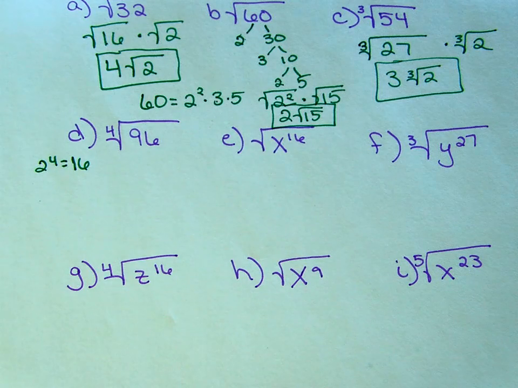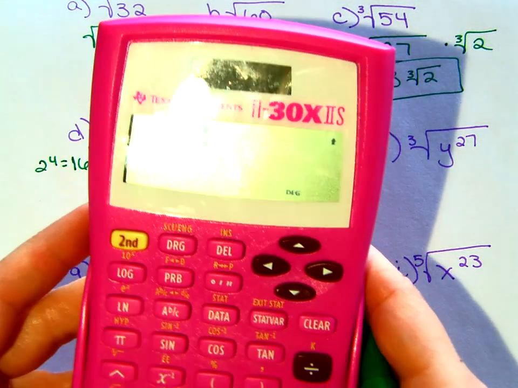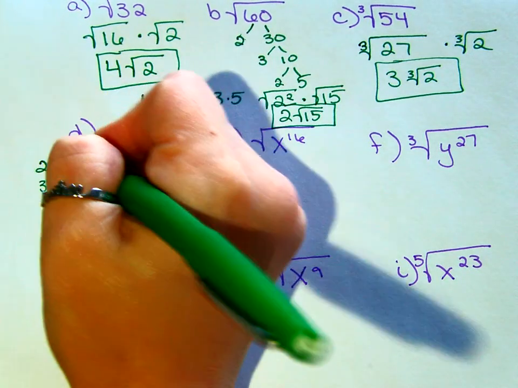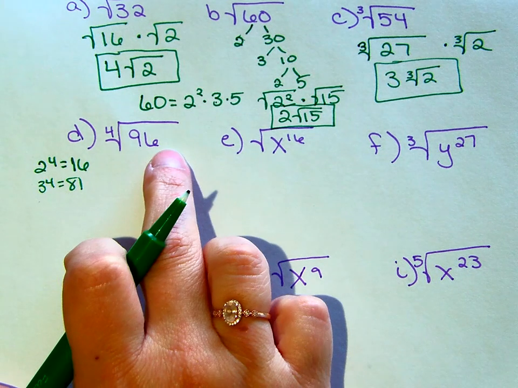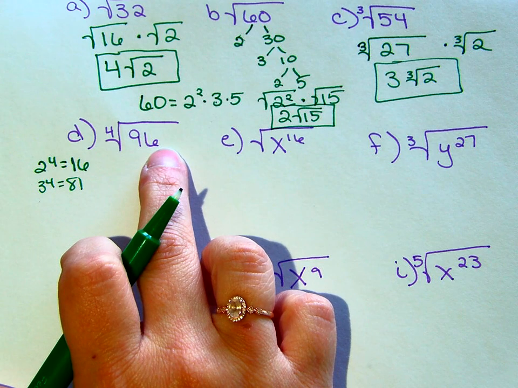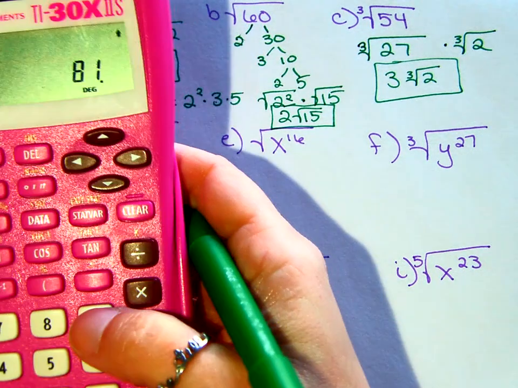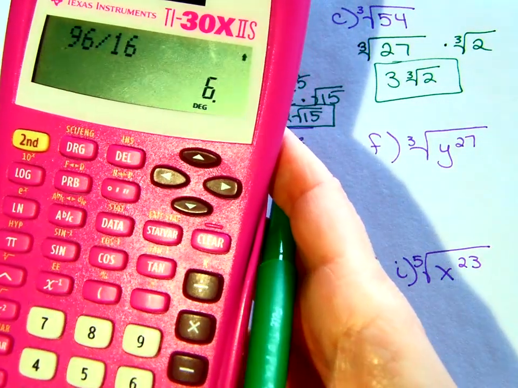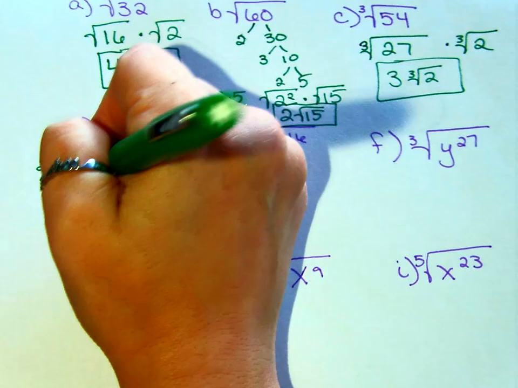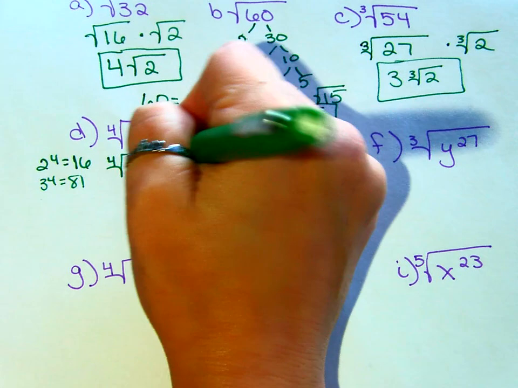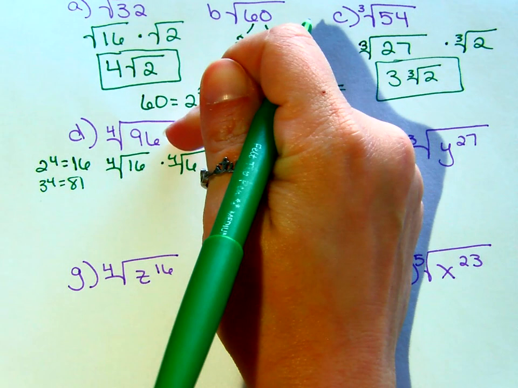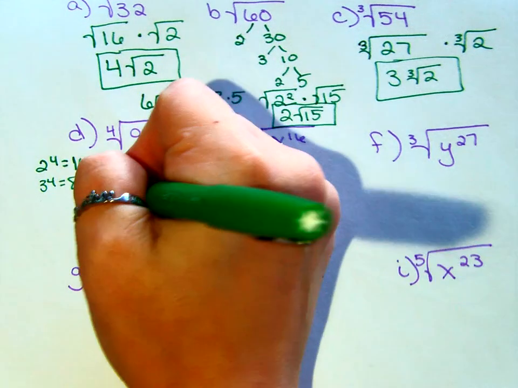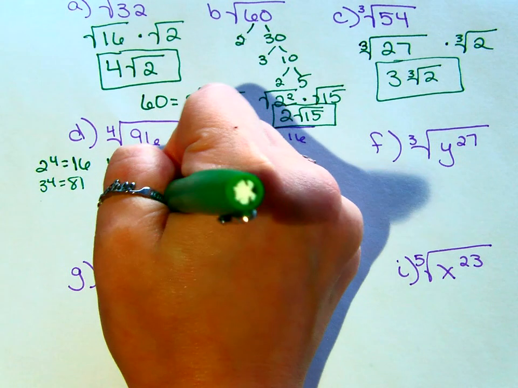And if you wanted to, you could even do 3 to the 4th just to see where that lives. 3 to the 4th is 81. That's really big. There's no way I'm going to have 81 times something to give me 96. Not going to happen. So odds are 96 is divisible by 16. That's really what I'm looking for. 96 divided by 16 is 6. So the fourth root of 16 times the fourth root of 6 equals the fourth root of 96. Now, we just found that 2 to the fourth is 16. So the fourth root of 16 is 2. And that's all you can do.